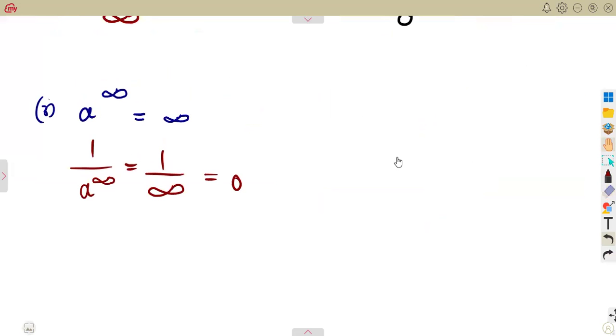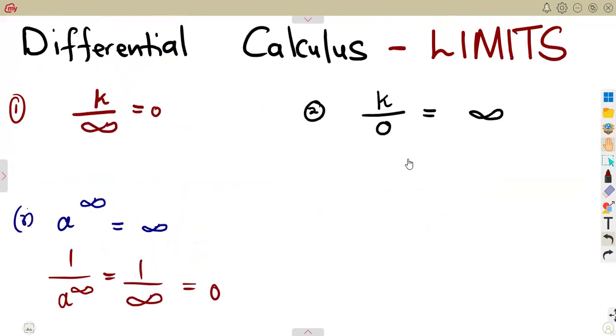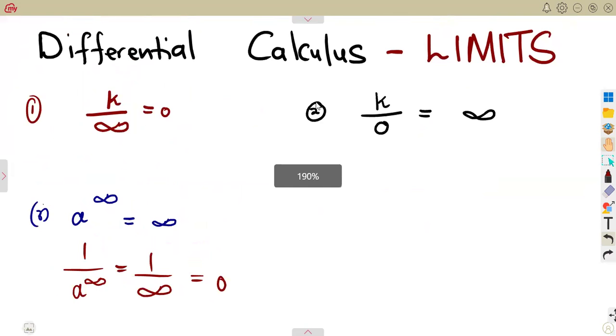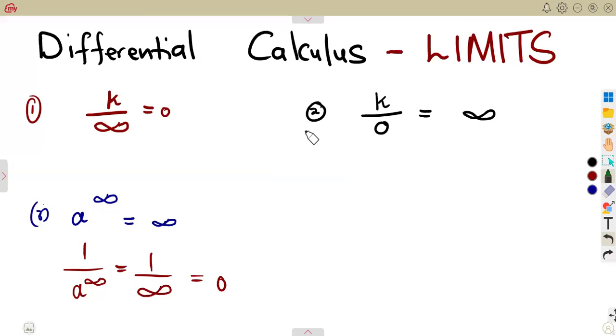So you're going to see in the simplification later on, we're going to consider other questions that are not direct like this. These ones are direct questions that you can consider. You are just given a certain limit, then you apply that limit. It's a direct question.